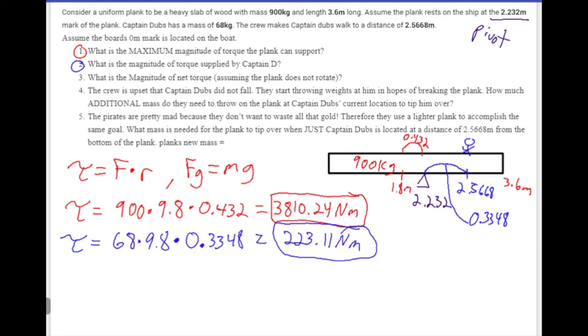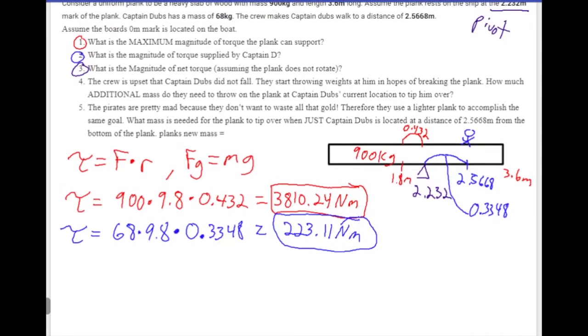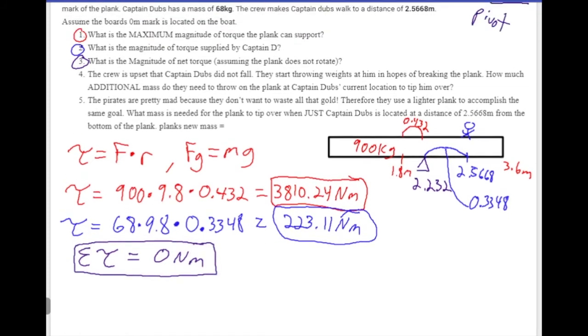All right, next question. This says, what is the magnitude of the net torque, assuming the plank does not rotate? And we know that the plank's not going to rotate because it says part of it is on the ship, meaning that it can't rotate into the ship. That just doesn't make any sense. So if our plank is not rotating, that means that net torque in this case is 0. The reason we know it's 0 is because, like we said, it's not rotating. It's in equilibrium.